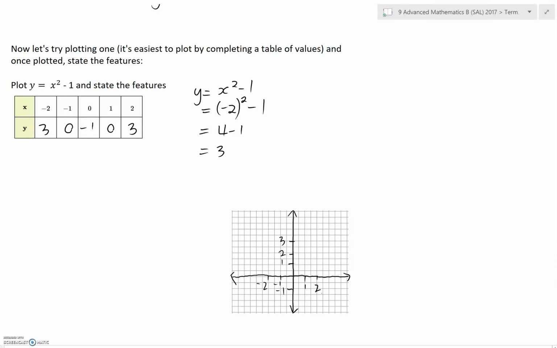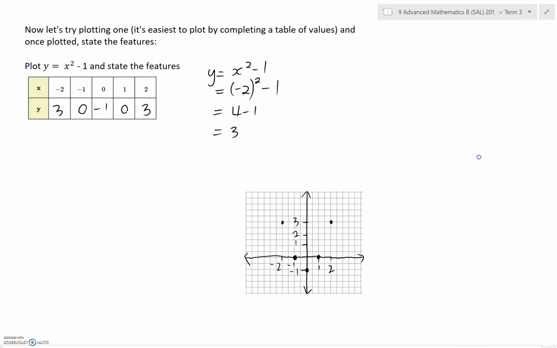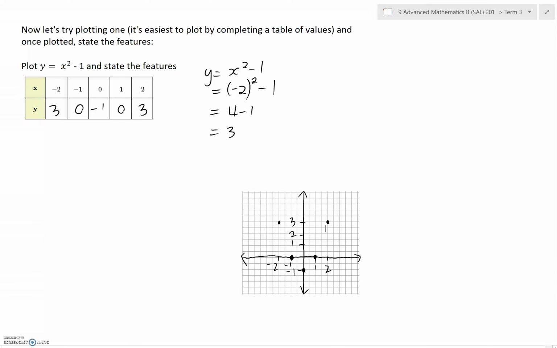So each one of those points you need to plot. So (-2, 3) will be up here. (-1, 0) will be on the x-axis. (0, -1) will be on the y-axis. (1, 0) again is on the x-axis, and (2, 3) is up here. So you can see we've actually got 5 points and they're forming a pattern, so we can actually draw a beautiful smooth curve through them.